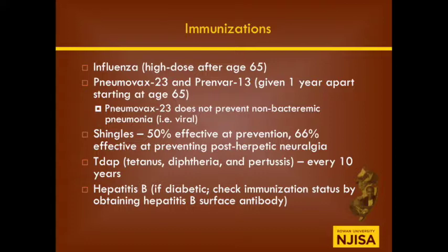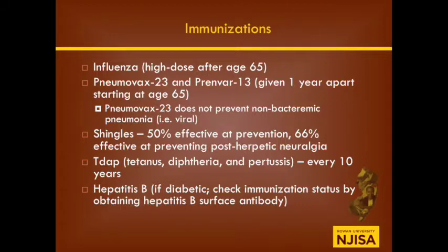Shingles vaccine, which is 50% effective at prevention and 66% effective at preventing post-herpetic neuralgia. Tdap, which is the tetanus vaccine, as well as diphtheria and pertussis. That should be given every 10 years. And that should especially be given to grandparents that are around very young children, such as newborns and those less than a year old that have not yet been immunized. Lastly, hepatitis B, especially in the diabetics who are checking their blood sugars and have the blood exposure from doing that. You can check immunization status by obtaining something called a hepatitis B surface antibody, which is a blood test.